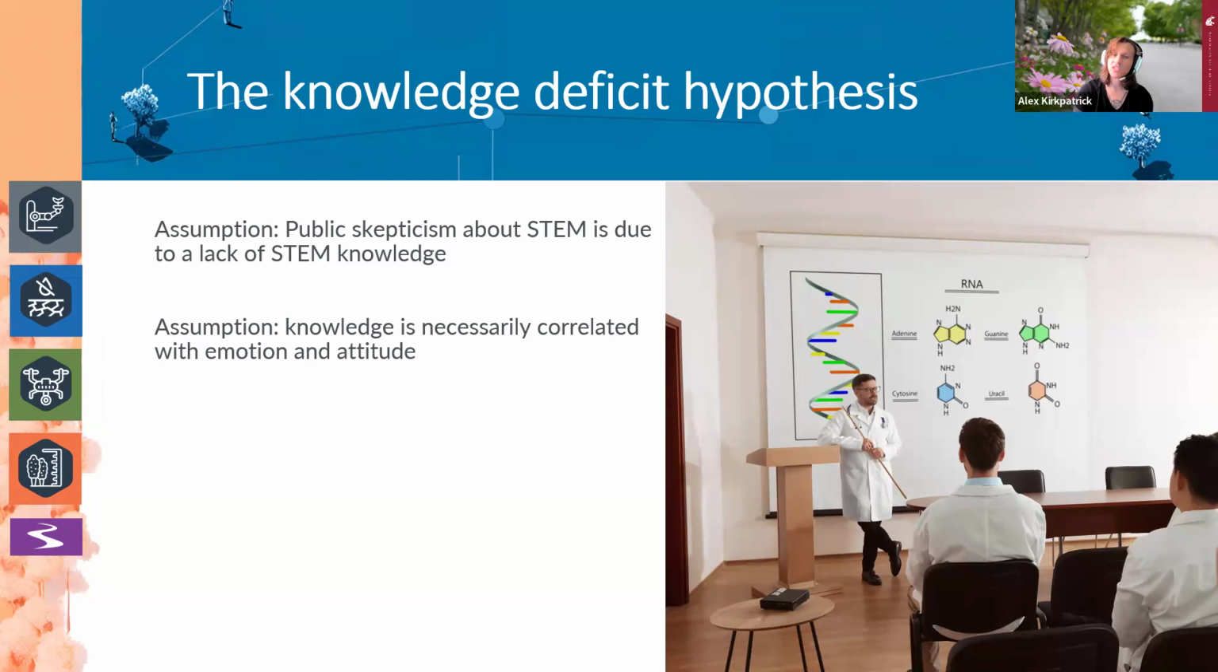Just because someone understands the greenhouse effect doesn't mean they are pro-environment or anti-fossil fuel. Knowing what machine learning is doesn't mean you trust AI. And just because you want an autonomous vehicle doesn't mean you know how LiDAR works or what LiDAR stands for, right? Knowledge, attitude, and behavior is kind of a faulty connection.